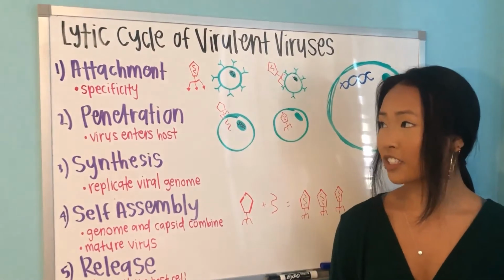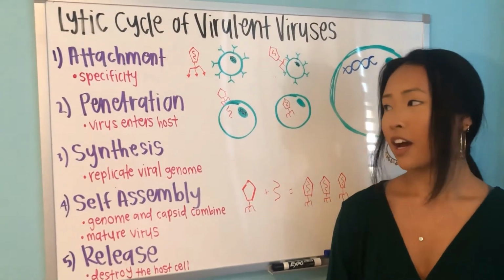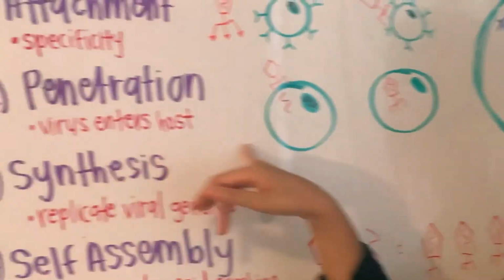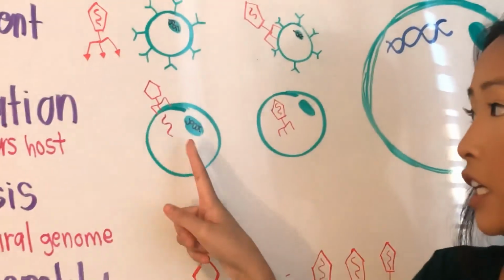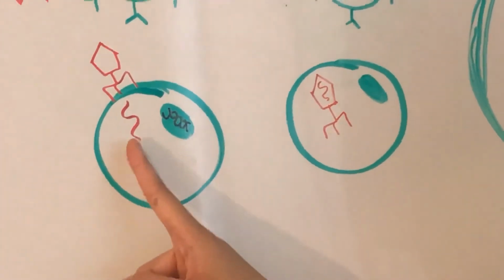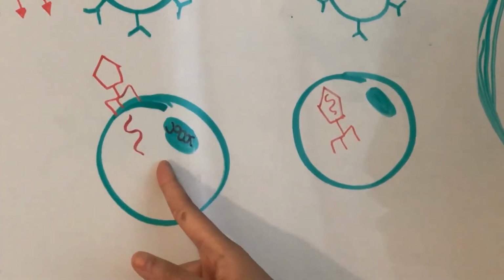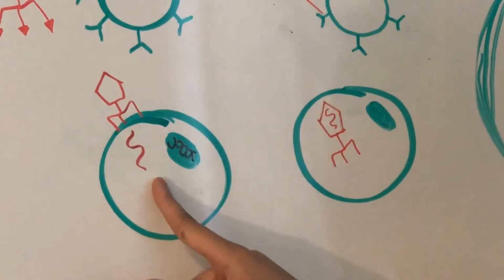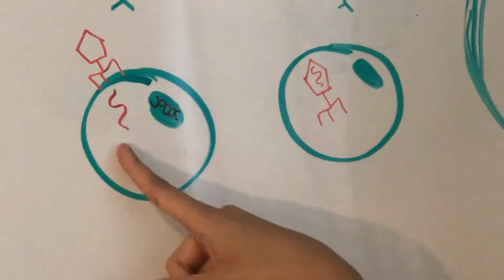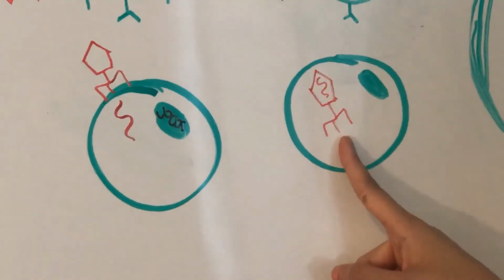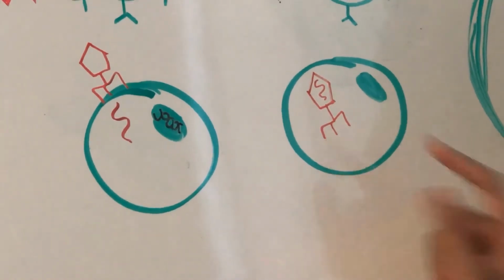So now that we've attached, the next step is going to be penetration. So this is just when the virus is entering the host cell, and this can happen 2 ways. Either the virus is just going to inject its genetic information, so the DNA or RNA, into the host cell, because that's the identity like we said, and that's what we want to replicate. So either you can inject just that, or the entire virus is going to enter the host cell.